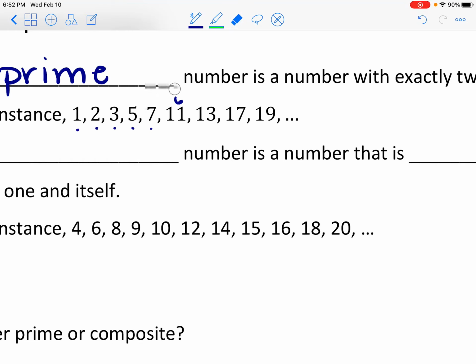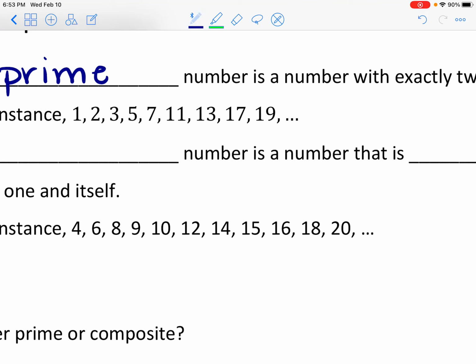Okay, and then I skipped a bunch in here. I skipped 8 and I skipped 9 and I skipped 10 because this is 2 and 4 and then 3 and 3. Or 2 and 5. As soon as we have something other than 1 and itself, it's not a prime number.